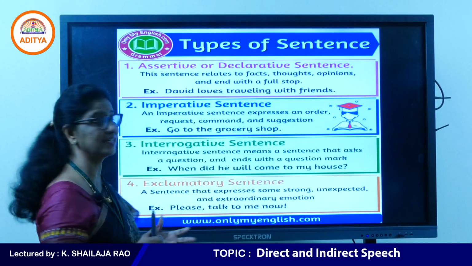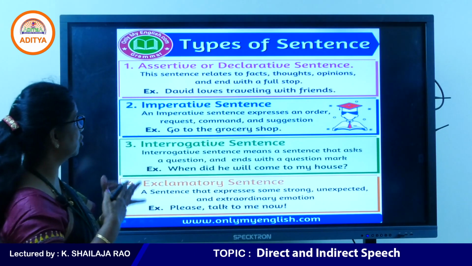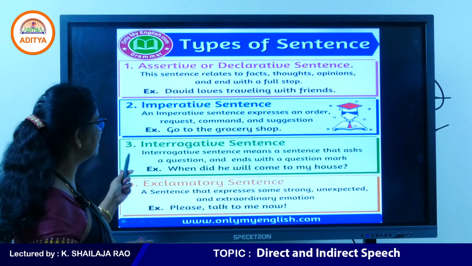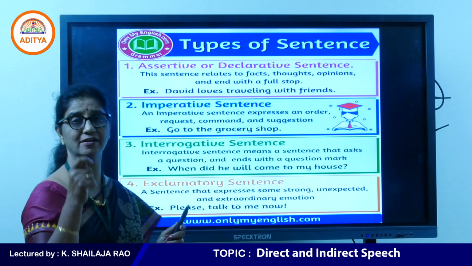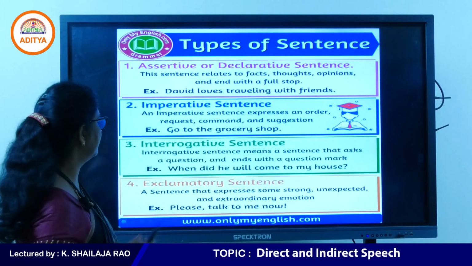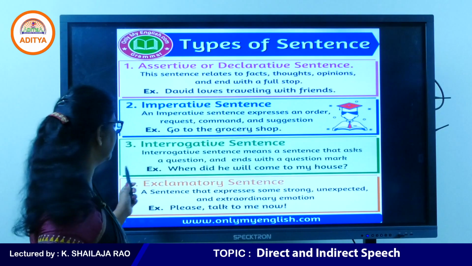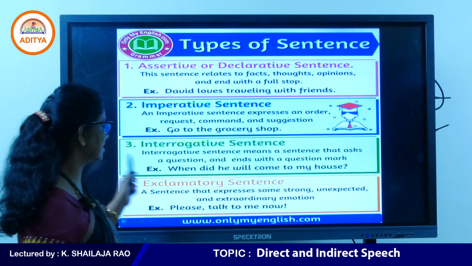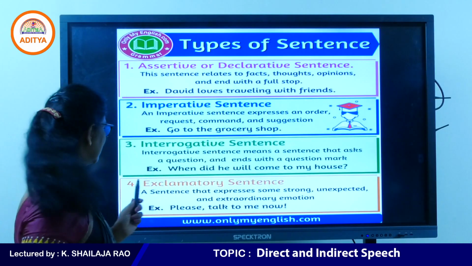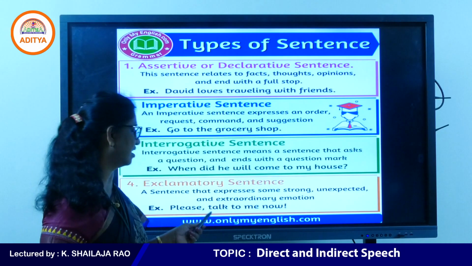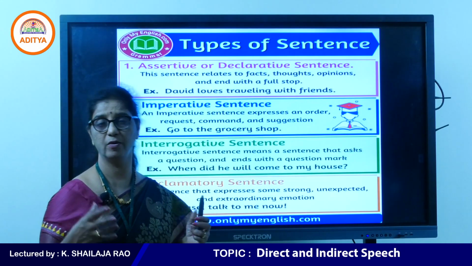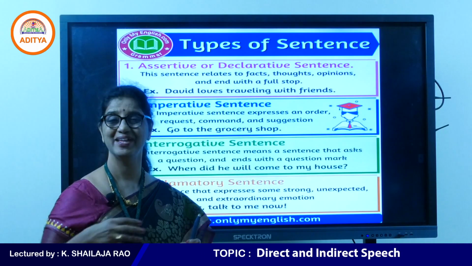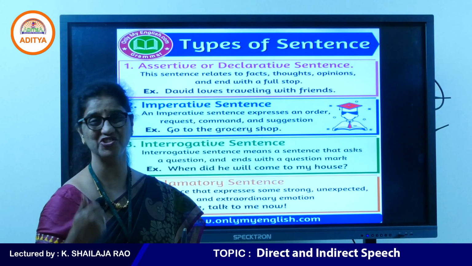So assertive and declarative sentences are whenever there are facts, thoughts and opinions that end with a full stop. And imperative sentences are when it is a command, an order, advice, suggestion, request. Interrogative sentences are generally questions which start with what, why, when, where, who, how, and is, are. Exclamatory sentences are with wow, how amazing, what a lovely house. You should be able to recognize them and use them in indirect speech correctly.